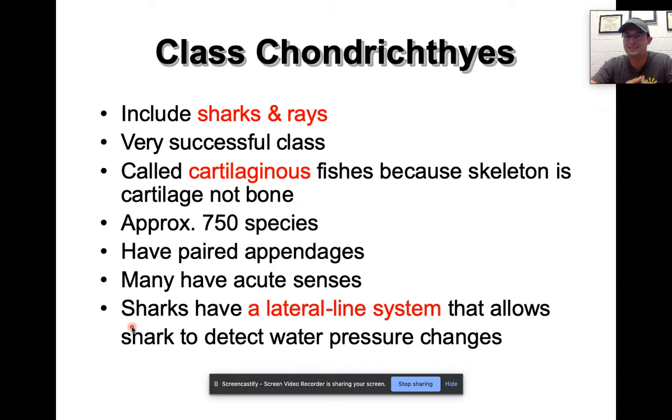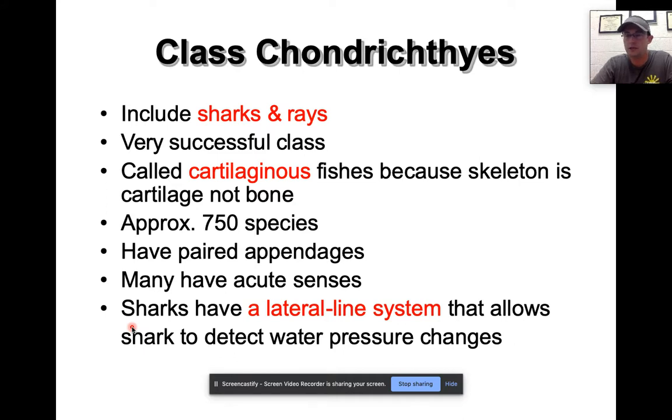Part of their acute senses comes from what's known as their lateral line. Remember, lateral just means going left to right, or horizontally. If you've ever caught a fish, you may not even notice this, but almost all fishes have, around here specifically, a lateral line. This lateral line runs horizontally across their bodies and allows them to detect changes in water pressure. It's basically an extension of their ear and their nervous system.